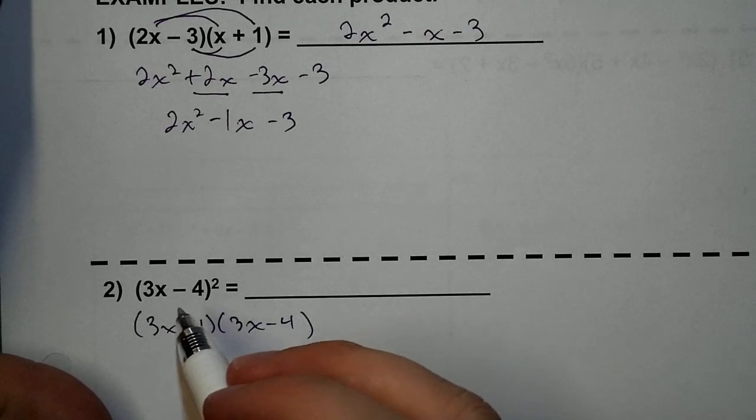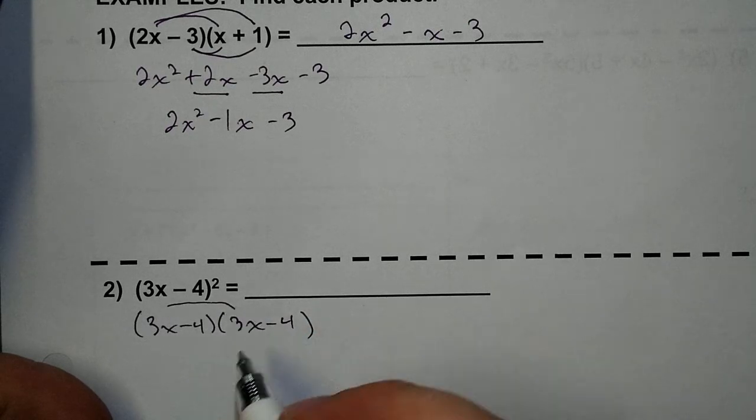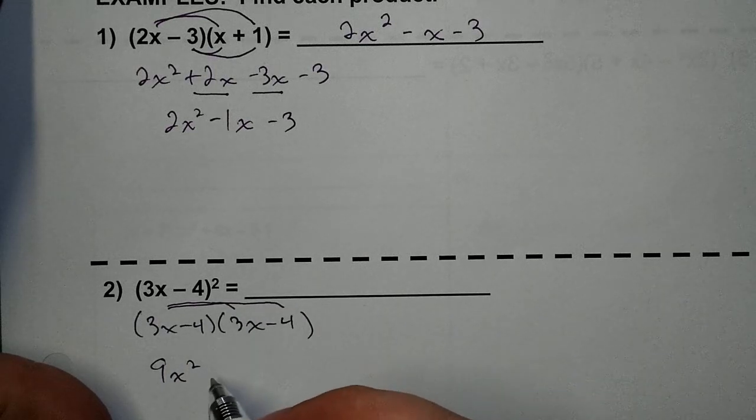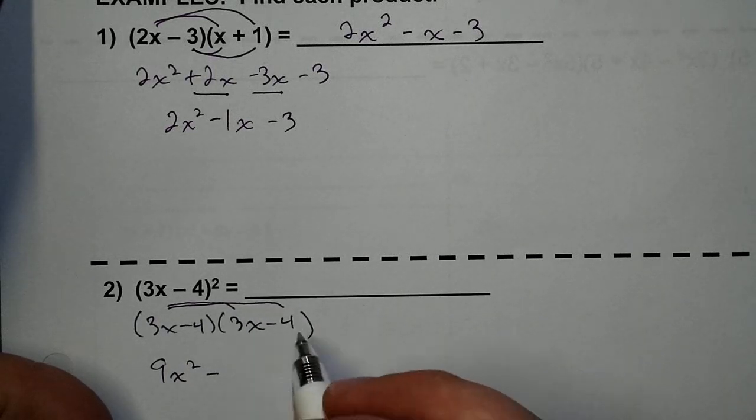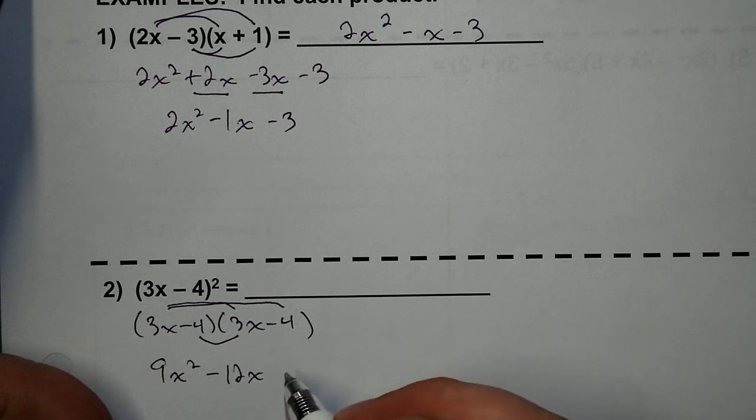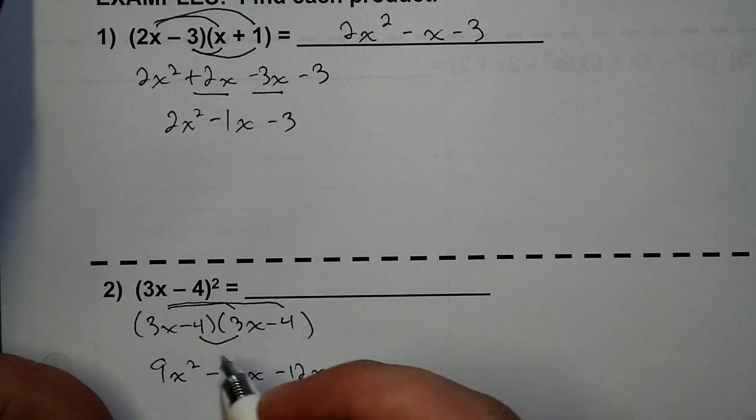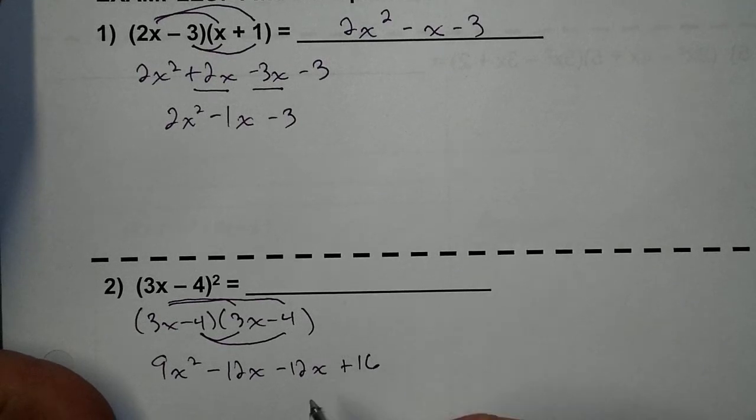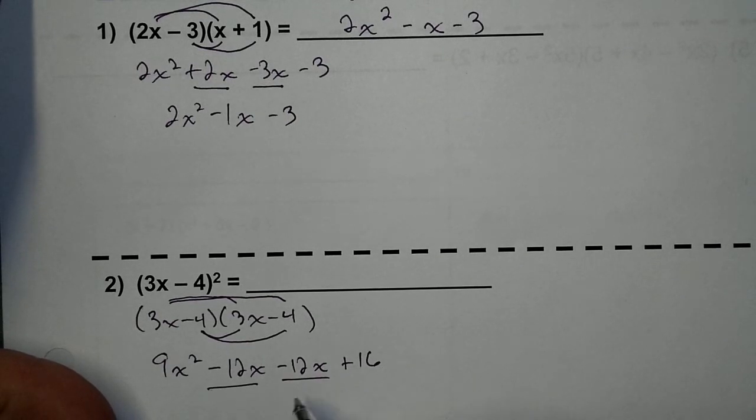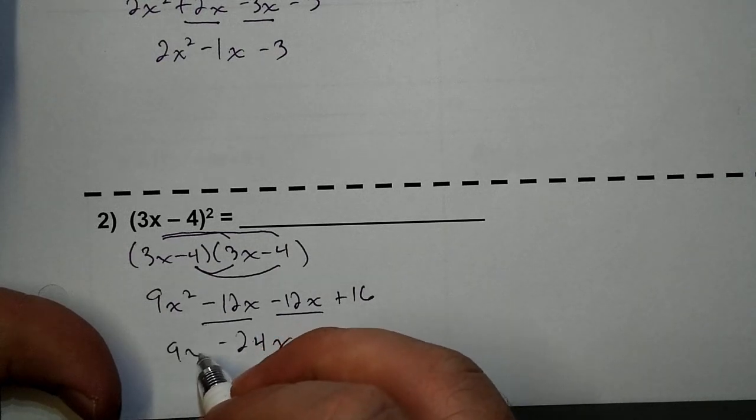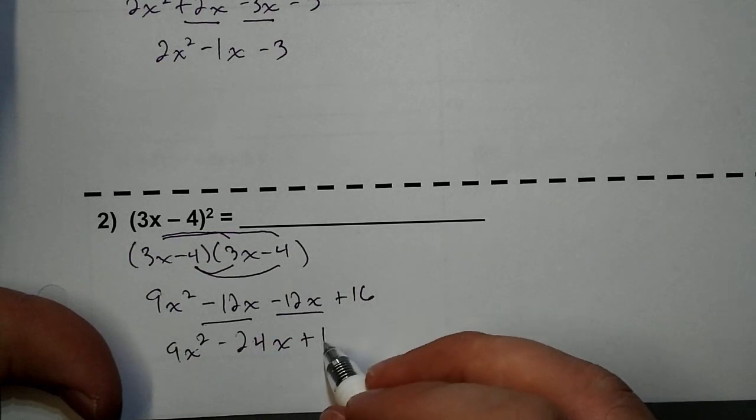Here we go. Now we're going to do 3x times 3x, which is 9x squared. 3x times 4, which will give me, it's a negative 4, so it's a negative 12x. Negative 4 times 3x, another negative 12x. Negative 4 times negative 4, which is positive 16. Combine our like terms. Negative 12x and negative 12x is negative 24x. So we get 9x squared minus 24x plus 16.